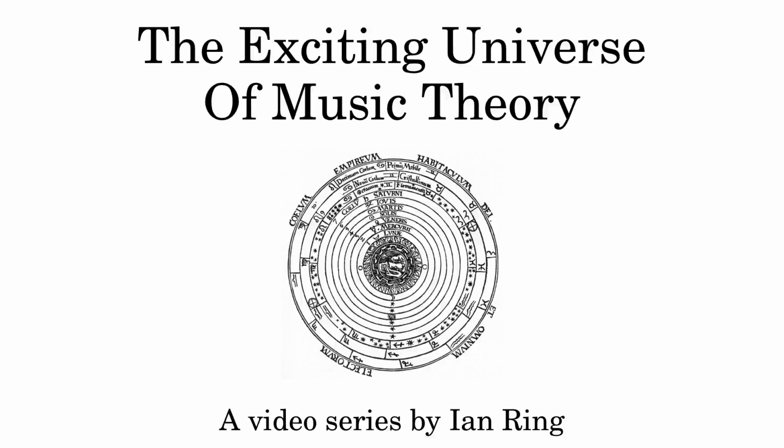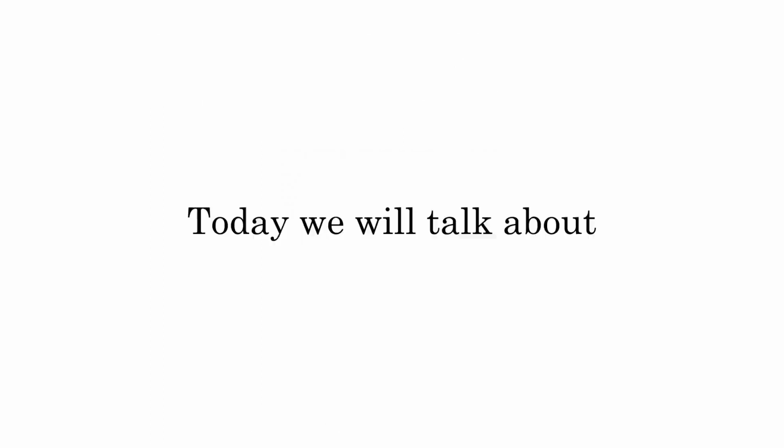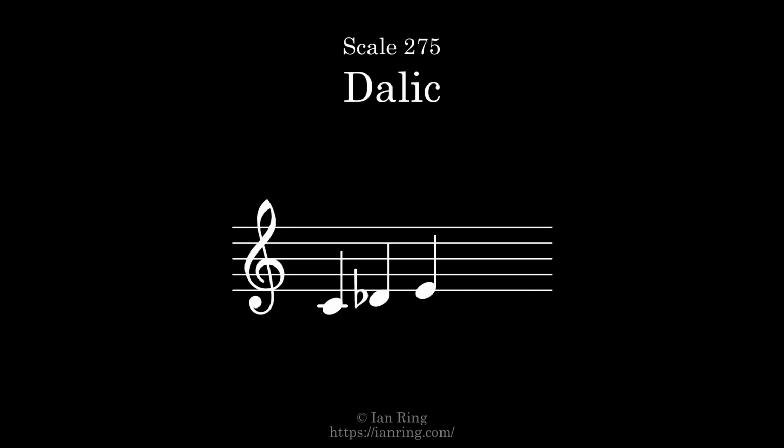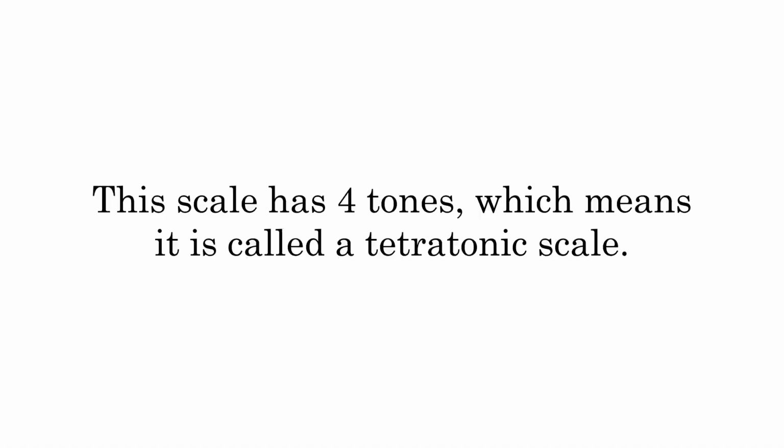Are you ready to learn? Then let's begin. Today we will talk about scale 275, Dalek, which sounds like this. This scale has 4 tones, which means it is called a tetratonic scale.